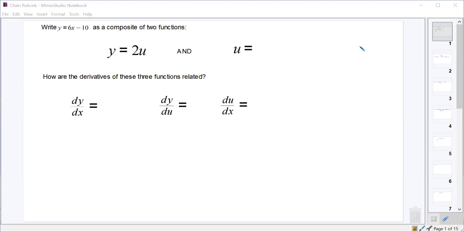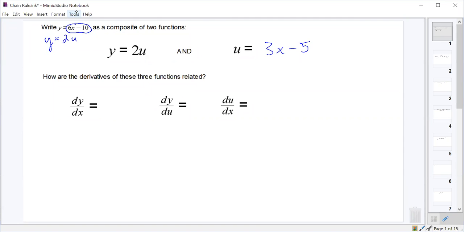So what we're going to do is rewrite this function, though, before we take its derivative, as y equals 2u. So if this function is y equals 2u, what would u have to be to make it still equal 6x minus 10? 3x minus 5. Right, u would have to be 3x minus 5, right? 2 times 3x minus 5 gives us 6x minus 10. Would you all agree with that? Yes. All right, perfect. Okay, now we're going to find 3 different derivatives here.